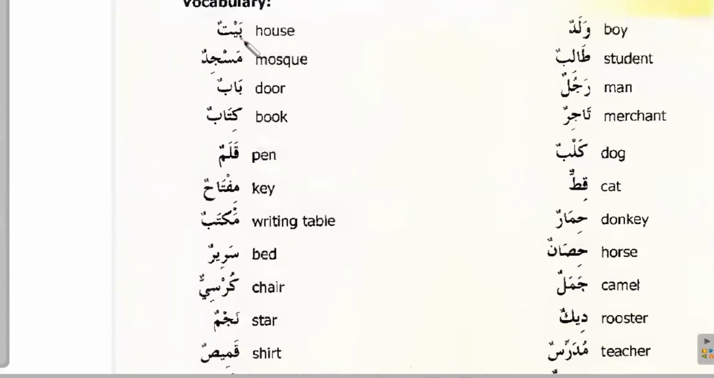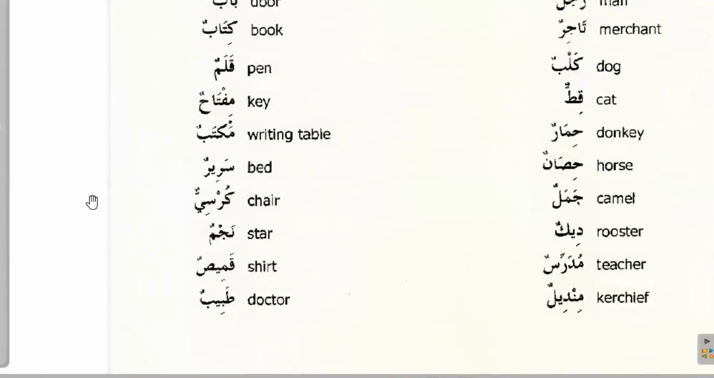Then we have baytun, a house, masjidun, a mosque, babun, a door, kitabun, a reading book, kalamun, a pen, miftahun, a key, maktabun, a writing table, sarirun, a bed, kursiyun, a chair, najmun, a star, komisun, the shirt that we wear, and then tobibun, the last one, a doctor. So this is the end of the lesson.